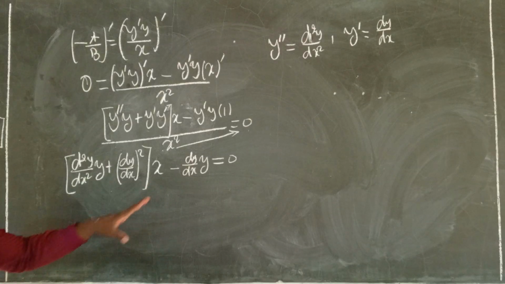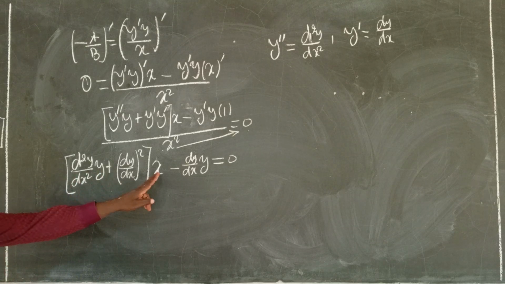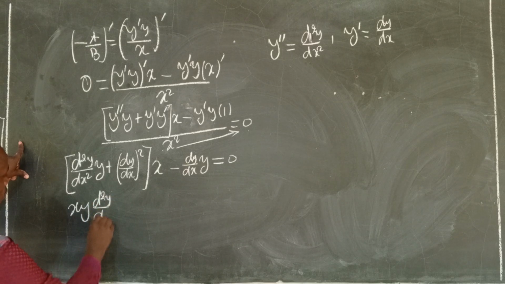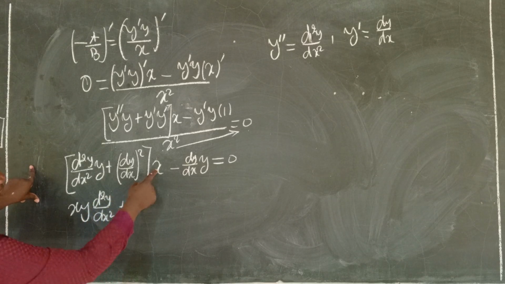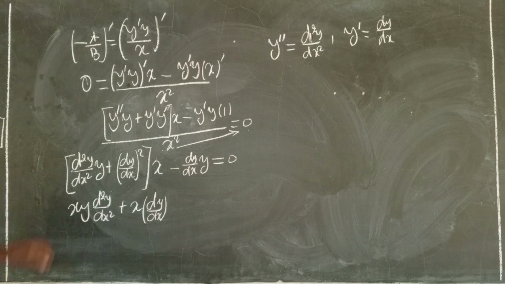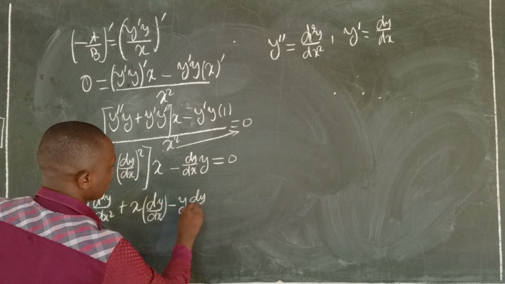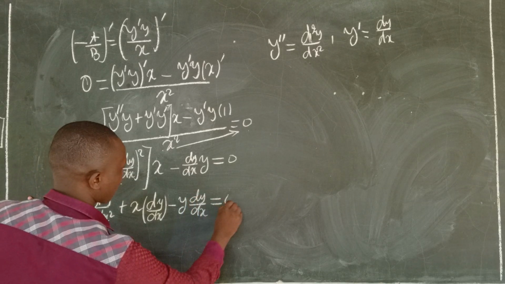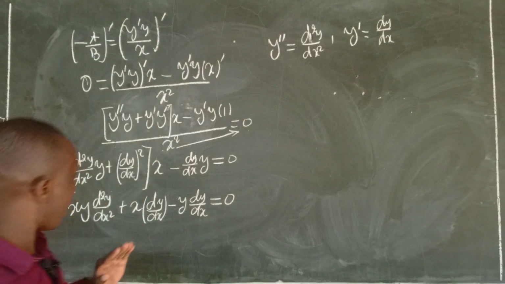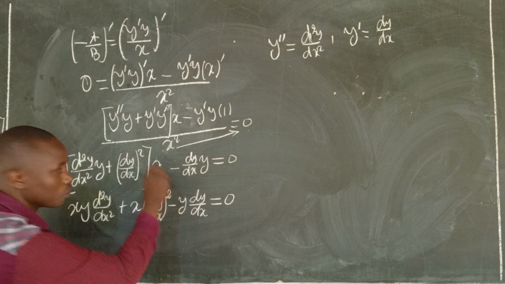This is looking like the final, but let's multiply x into the braces here. We have x times y, this is xy, times the second derivative of y with respect to x, plus this times this is x times the square of the first derivative of y with respect to x, then minus y dy/dx, and equate this to 0. This is the differential equation we have been asked to look for. Remember, here is the square. That's why you put 2 here.